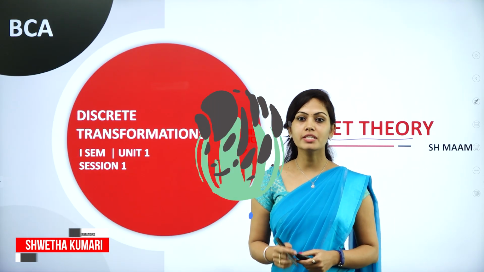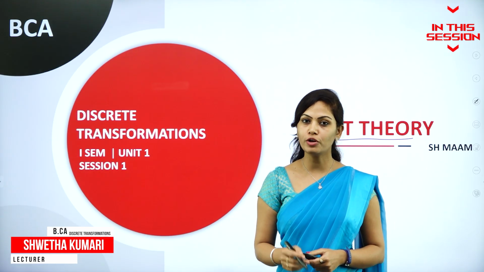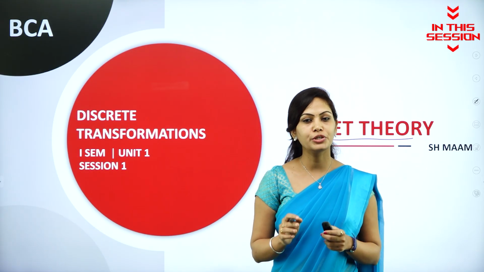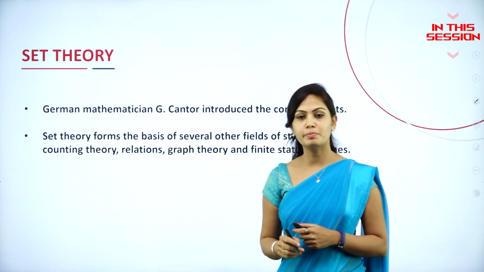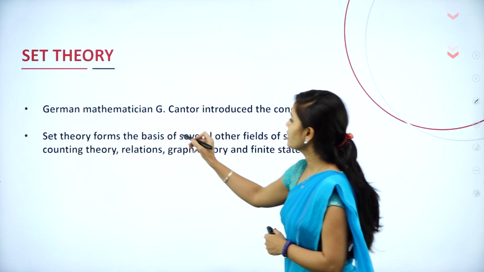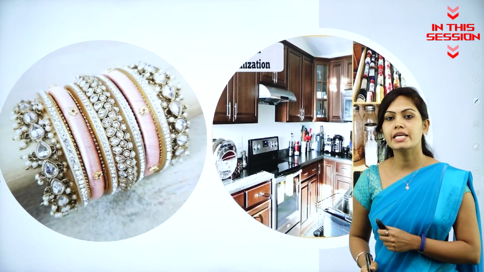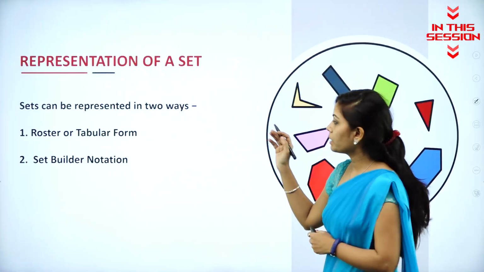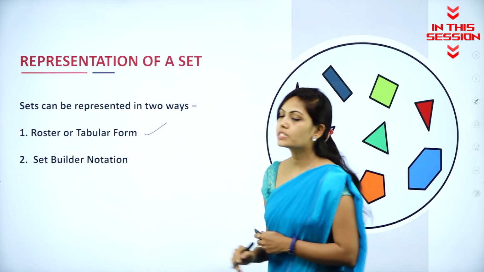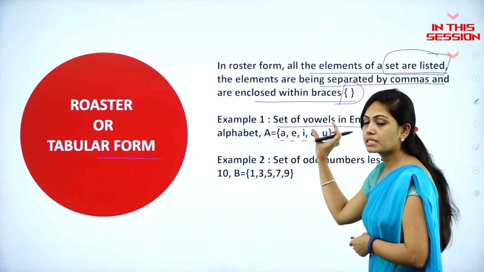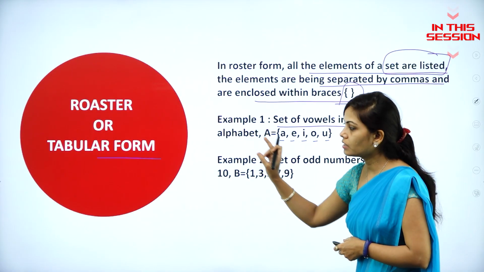Discrete transformations is a branch of mathematics involving discrete elements that uses set theory, introduced by German mathematician G. Cantor. Bangle set and kitchen is the most relevant example for sets. A set can be represented by a roster or tabular form. So here the statement is converted as a roster or tabular form.